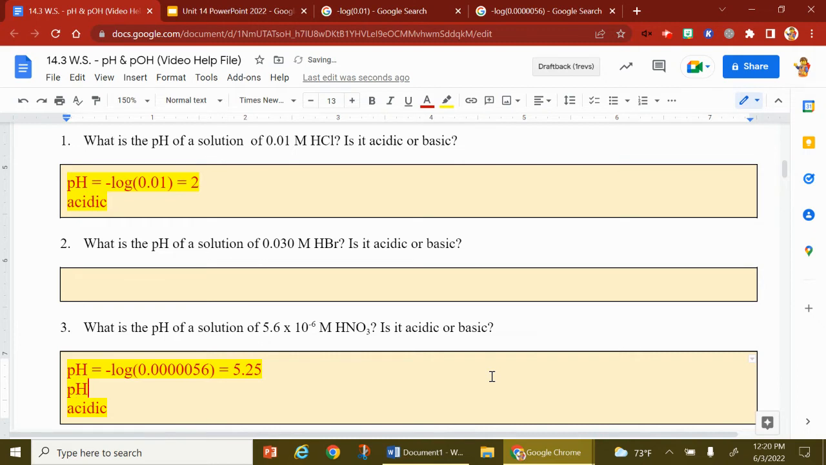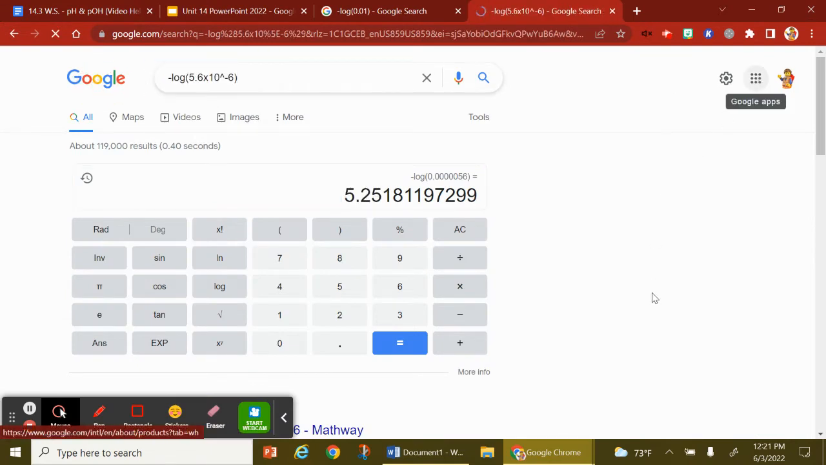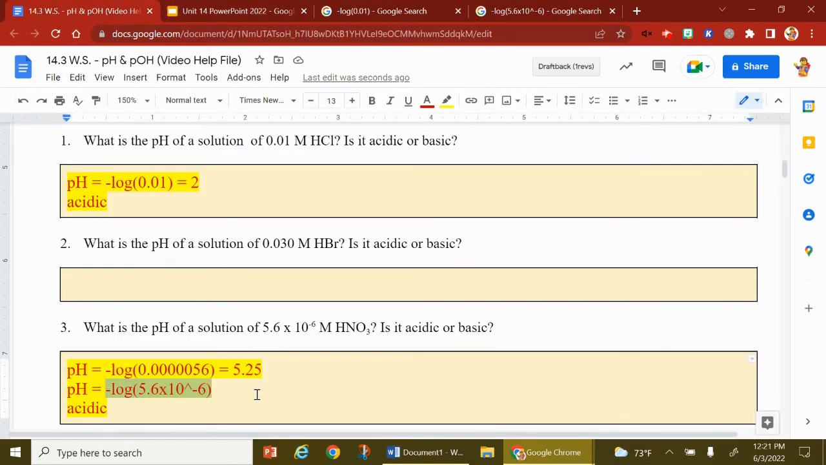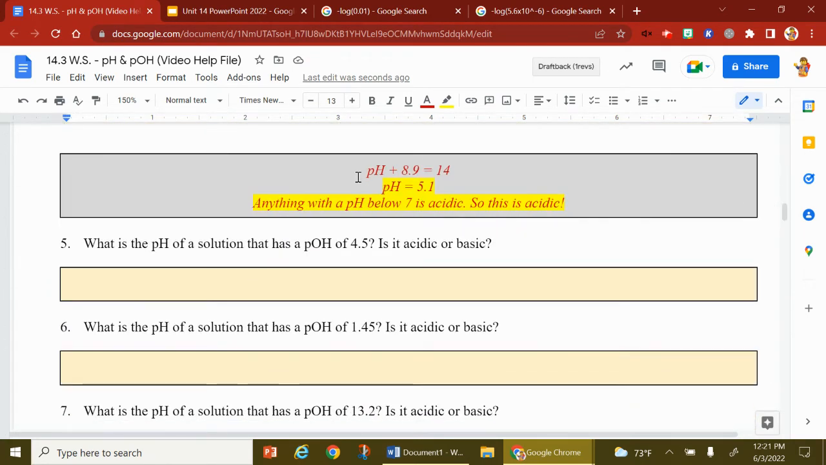Now, again, pH. You could even enter in the scientific notation form, and it'll still work out. The negative log of 5.6 times 10 raised to the negative 6. If I were to just copy this and slap this into Google, boom, exact same thing. So however you want to write it or plug it into your calculator, Google knows. Google always knows. Anyways, that's that. Let's move on to these problems down here.